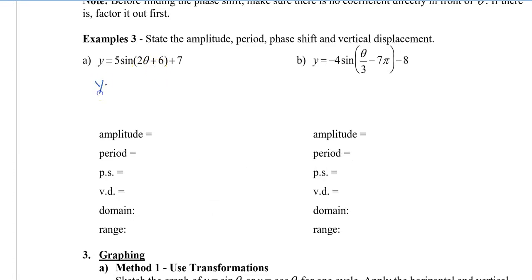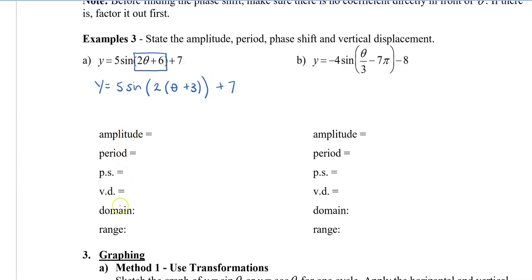So what I'm going to do is I'm going to rewrite this as y equals 5 sine. And then I'm going to write bigger brackets. I'm going to factor out the 2, open another bracket, and then put theta plus 3. Close this bracket and close this bracket. Now we only factor from here, not the 7, because the 7 is not inside the brackets. So the 7 we still have on the outside.